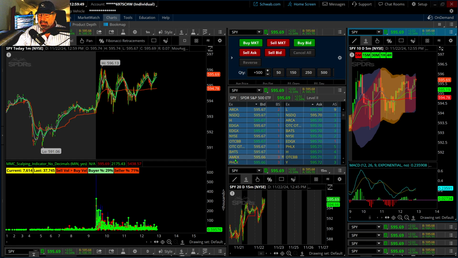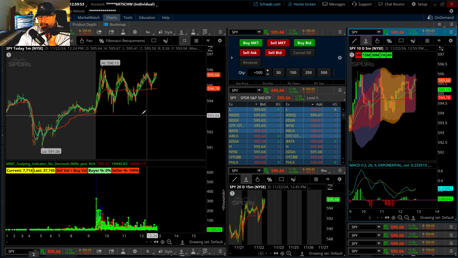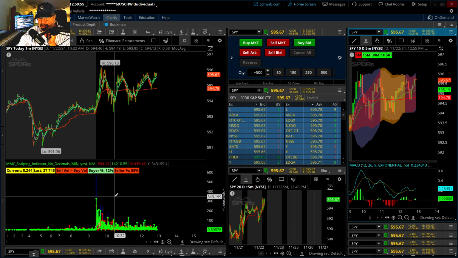So now this layout might look confusing too. I'll just go over it very briefly before we start. This is a 1-minute chart. This is a scalping indicator.